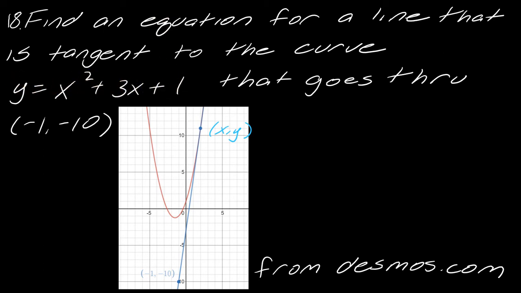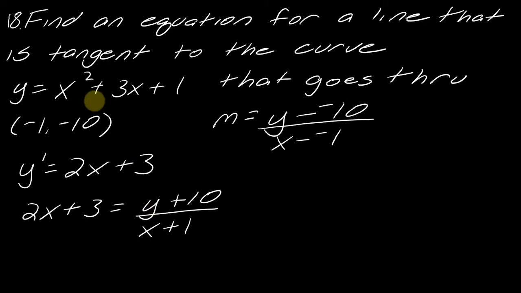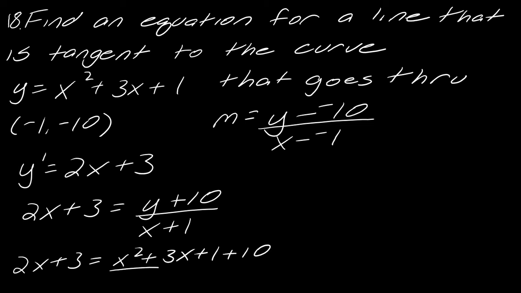So what I can do is replace this y with the original equation of the line that we had. So this will be 2x plus 3 equals x squared plus 3x plus 1. This is the y part of this, and then we still have this plus 10. So we've got this plus 10 over x plus 1. And now I feel pretty confident that I could solve for x. So let's make some space.